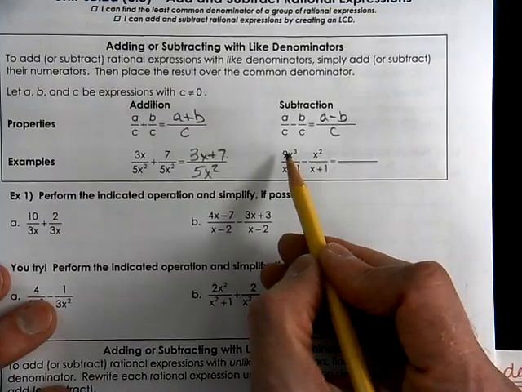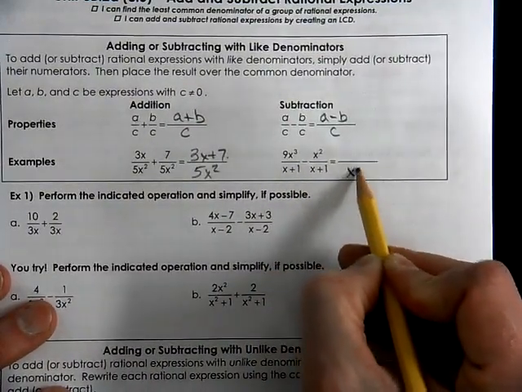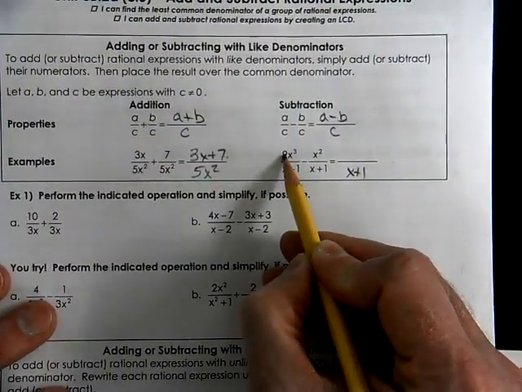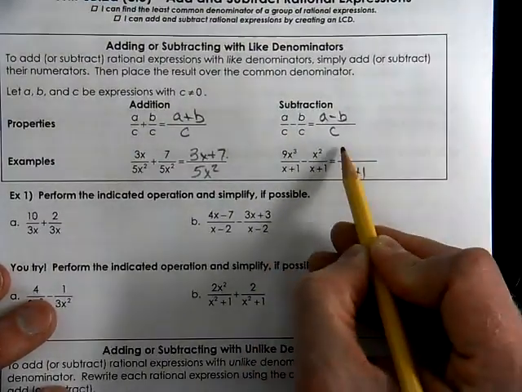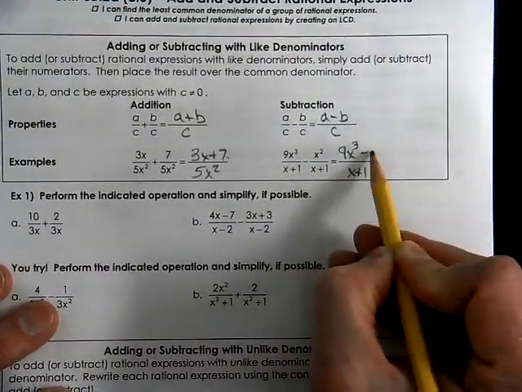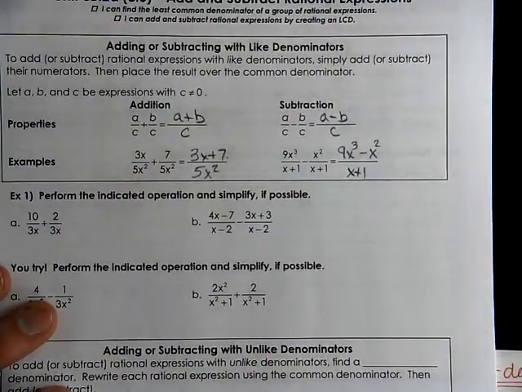All right, on this side, our denominators are the same. So I know what my denominator is going to be. My numerator is going to be 9x cubed minus x squared. And at first sight, it seems to be the only thing we can do.